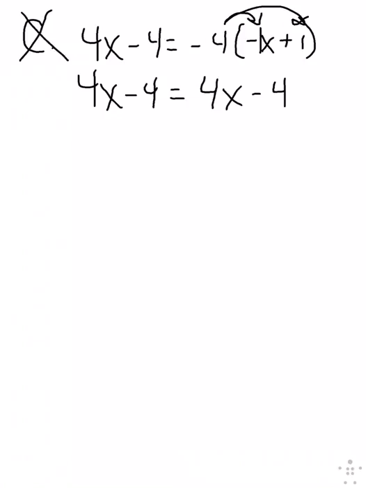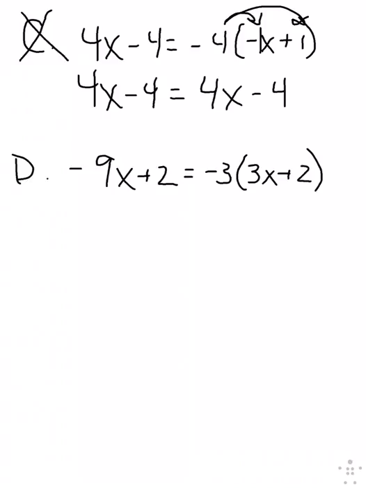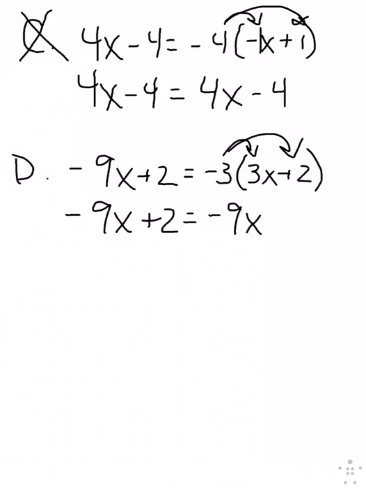Letter C is wrong. Meaning, letter D, negative 9x plus 2 equals negative 3(3x plus 2), has to be the correct answer, but I'm still going to prove it to you. You start by distributing. Negative 3 times 3 is negative 9x. Negative 3 times 2 is negative 6. We combine our like terms by doing the opposite. We add 9x. Negative 9 plus 9 is 0.